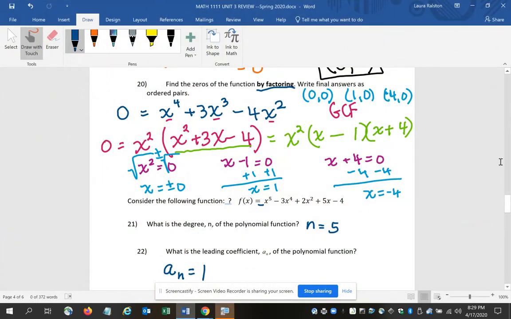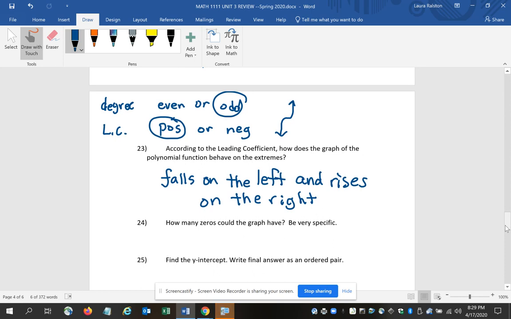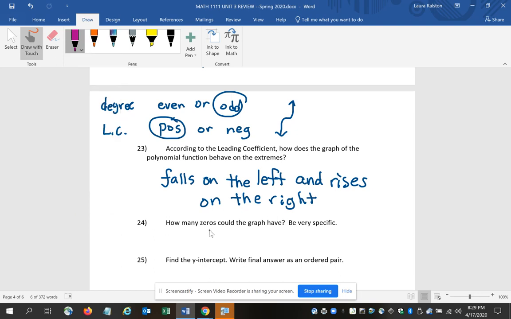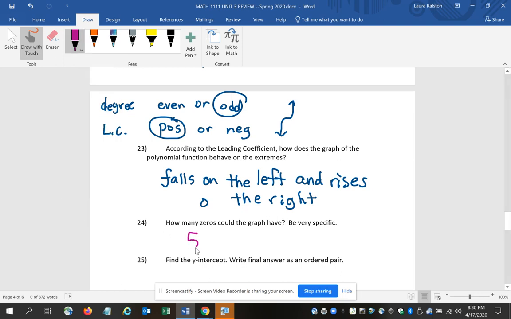While I'm waiting on it to come back up, let's see if we can maybe look at the next question. The next question says, how many zeros could the graph have? Again, remember the number of zeros corresponds to the degree. The degree was 5, so I have 5 zeros. Now, again, remember that's 5 total, and some of them could be visual on the graph or real, and others of them may be imaginary.